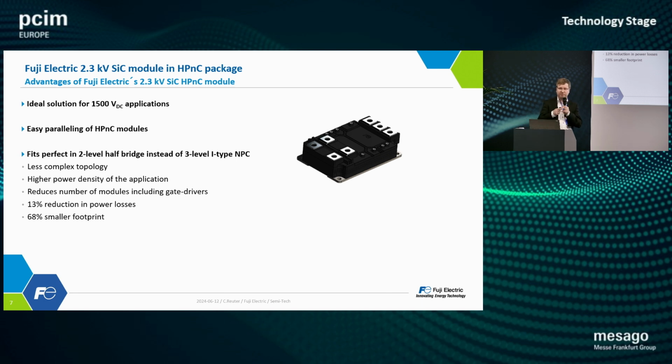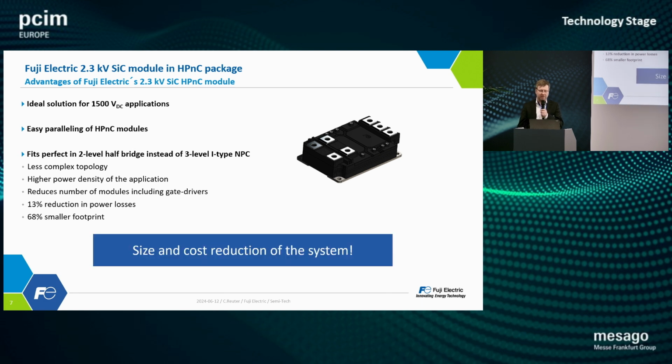Easy paralleling because of the structure of the module, this package. And this fits perfectly in any application when you want to switch from a 3-level to a 2-level and reach the 1500 volt. So less complex, also from the connection itself. Very high density of the application, reducing the number of modules as you learned, and also the gate driver and all in addition what I need, so this helps also a lot. Then 13% reduction in power losses, which I mentioned with a heatsink, and then the absolutely smaller footprint. And very important, if you need to talk to your salesperson, size and cost reduction in the system.